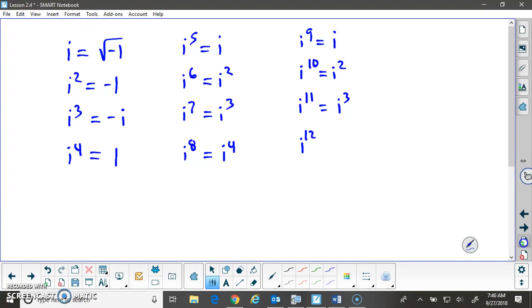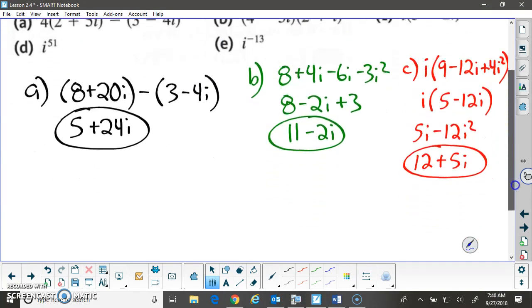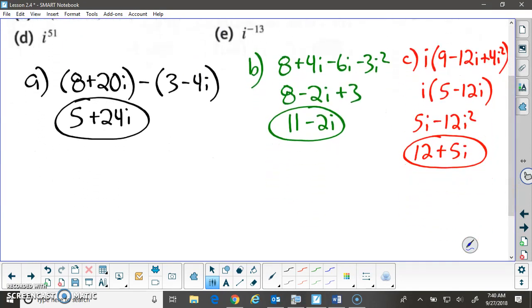I to the 12th, same thing as I to the fourth. And it keeps cycling every 4 units. So with that being said, when we have to do a problem like part D, simplify I to the 51st power, what I'm going to do is rewrite this as I to the 48th times I to the third, because properties of exponents say we can add the 48 and the 3 to get the 51.